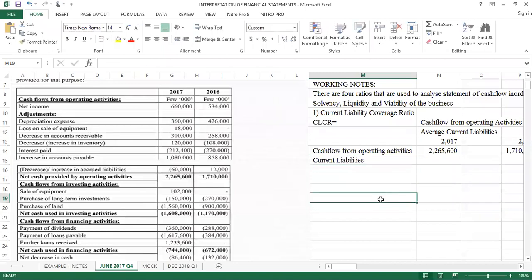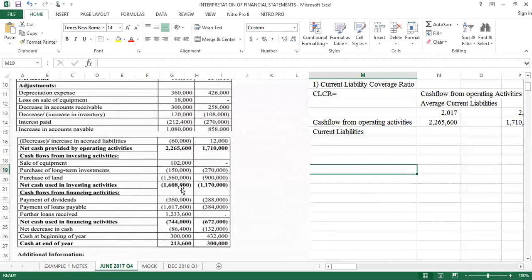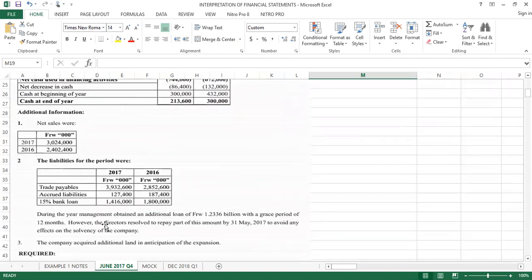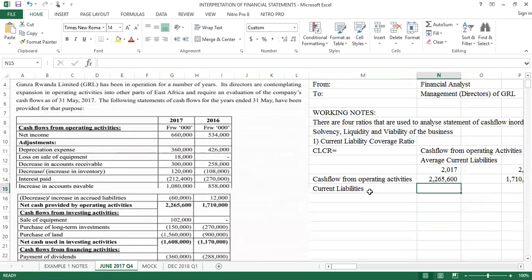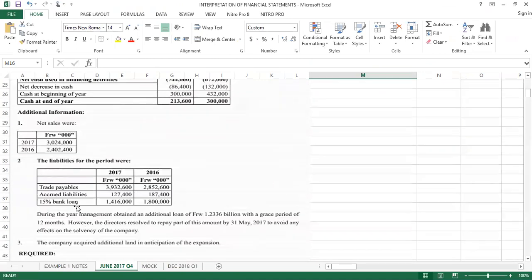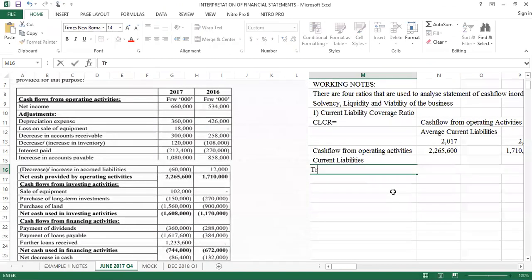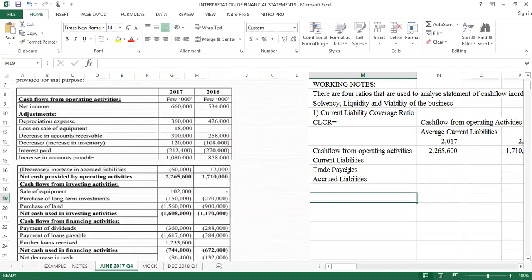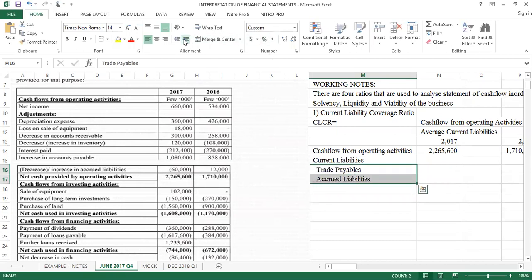How much is the current liabilities? 39,32,600. Current liabilities, there are two: trade payables and accrued liabilities. So trade payables and we have accrued liabilities. Let me push this inside.